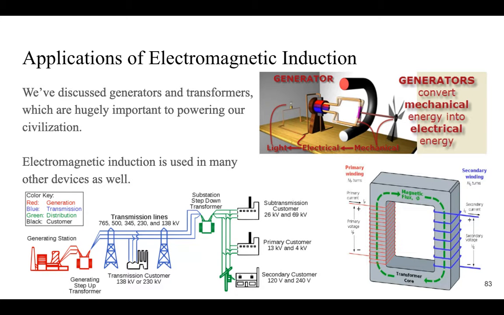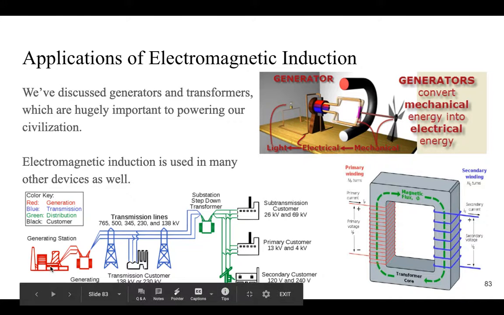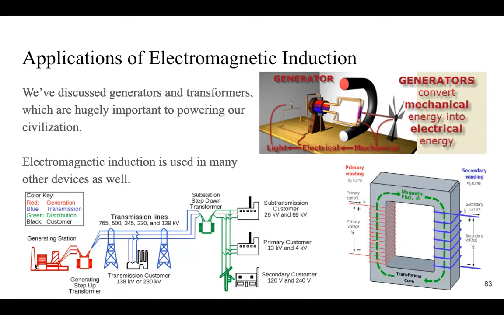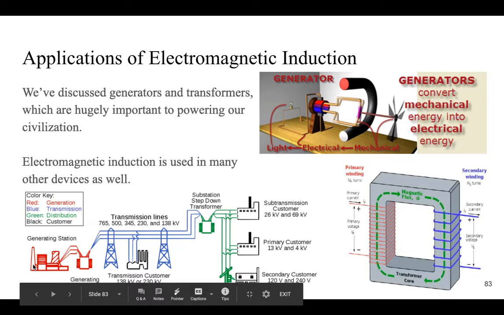So we've discussed generators and transformers, and these are hugely important for powering our modern world. At the power station you have a generator, so it's going to use, typically, I mean there are other ways to do it, there's photovoltaic, but typically the name of the game is get something to turn. So it could be a hydroelectric plant where you've got falling water that's turning a turbine to do it.